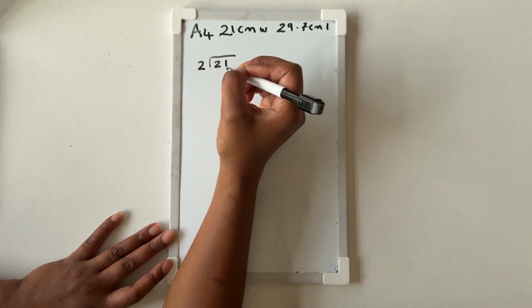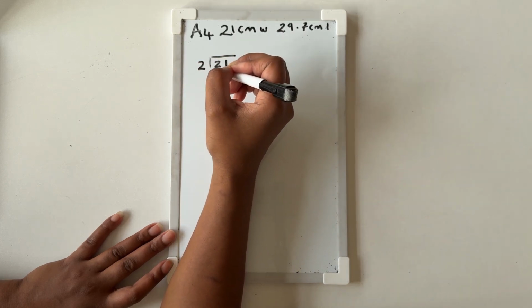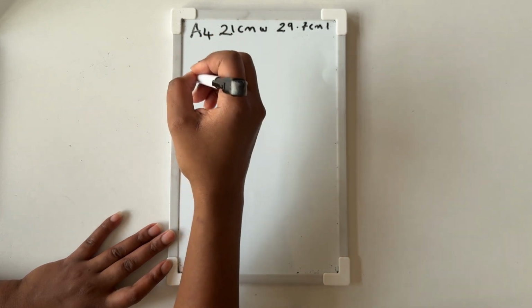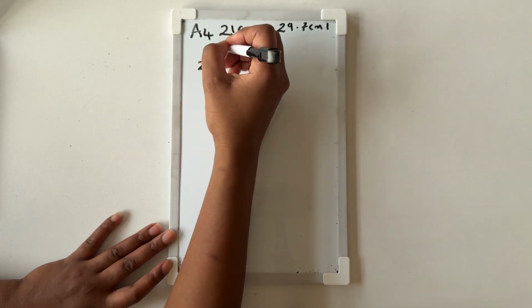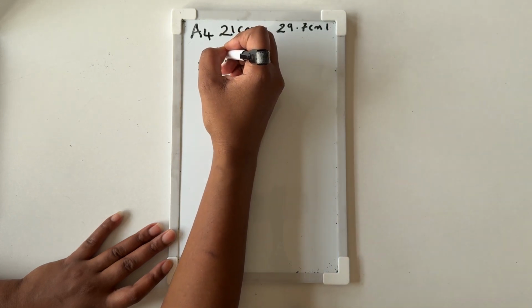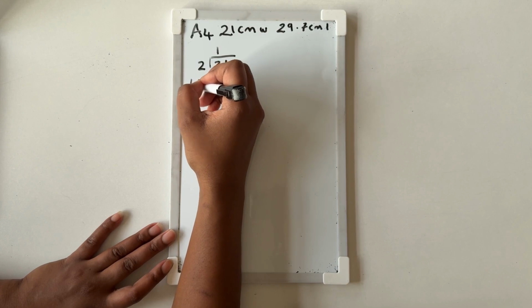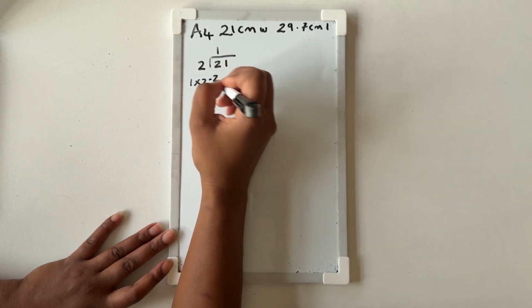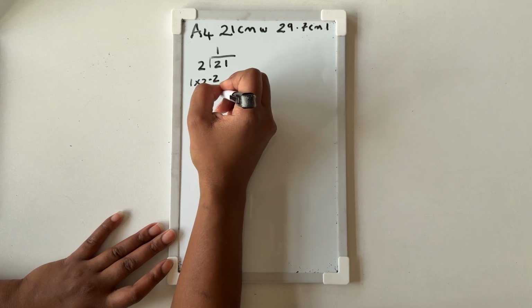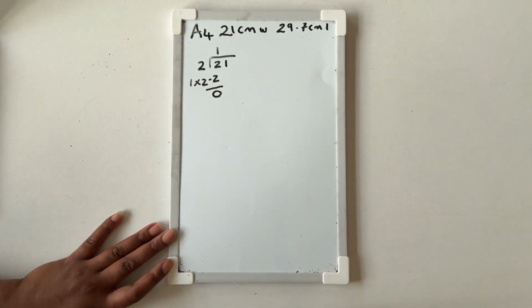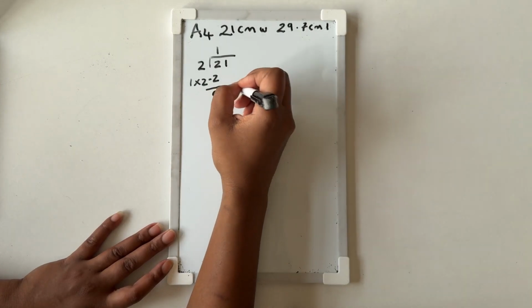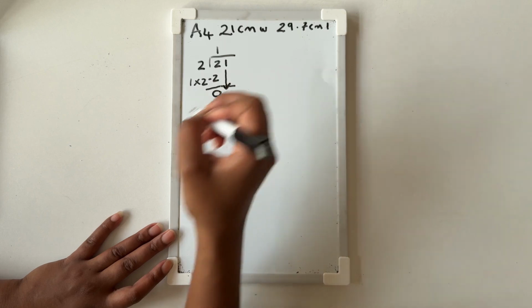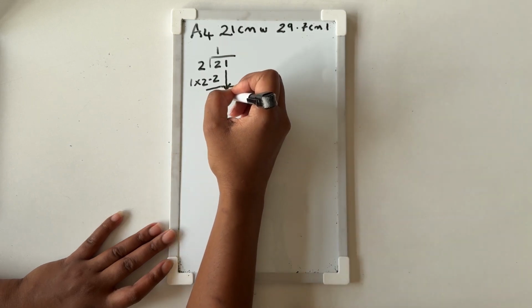Does 2 fit into 2? Yes. 2 fits into 2 once. So we do our division first. 2 goes into 2 once. 1 times 2 is 2. We're going to subtract the 2 and that leaves 0. But we haven't finished. We have the 1. We're going to drop the 1, bring it down, and write the 1 here.